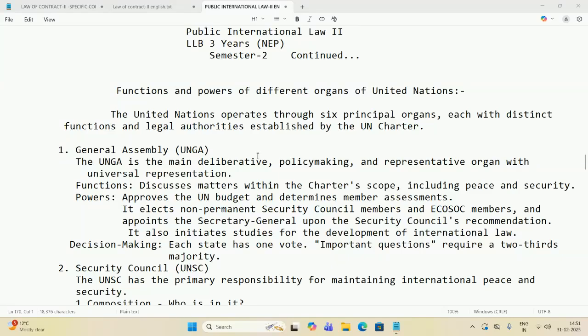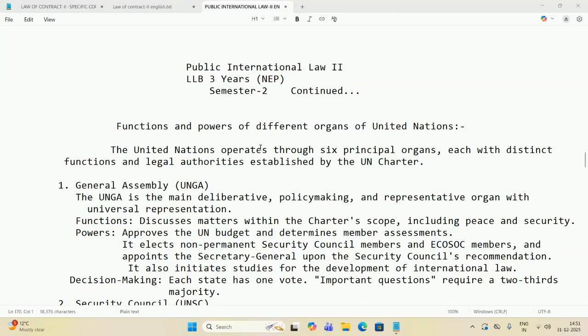Friends, in this video, I am going to discuss functions and powers of different organs of United Nations under Public International Law, second semester 2. So let us start. Functions and powers of different organs. The United Nations operates through 6 principal organs, each with distinct functions and legal authorities established by the UN Charter.